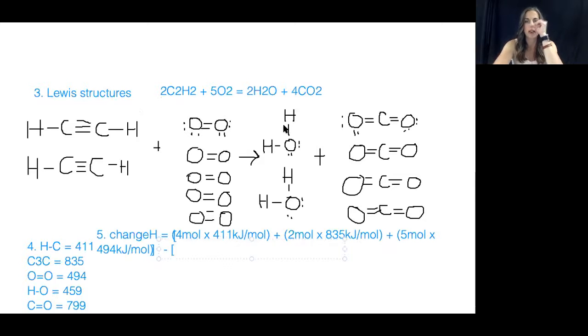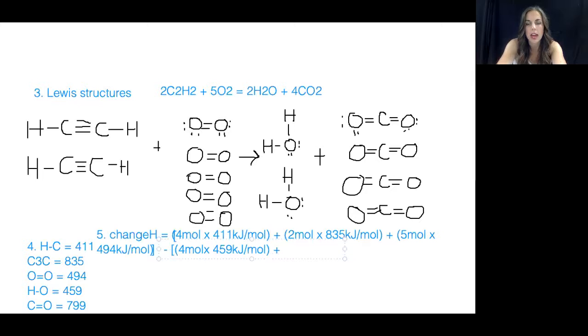added together. Okay, so we've got hydrogen bonded to oxygen. Let's count how many we have. 1, 2, 3, 4. So 4 moles. Whoops. We're supposed to have a bracket here, aren't we? We're supposed to have minus and a bracket. Okay, so 4 moles times, hydrogen to oxygen was 459 kilojoules per mole.